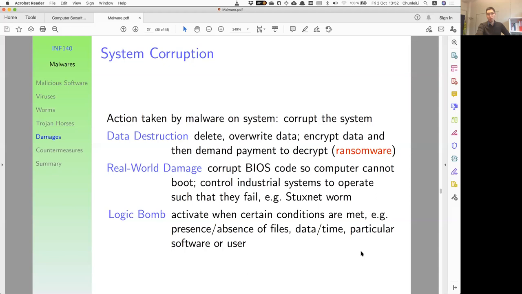And for the hardware, it can corrupt the BIOS code in the booting process. And it can control some industrial systems to operate and to increase the failure rate of some systems. A good example is the Stuxnet worm.